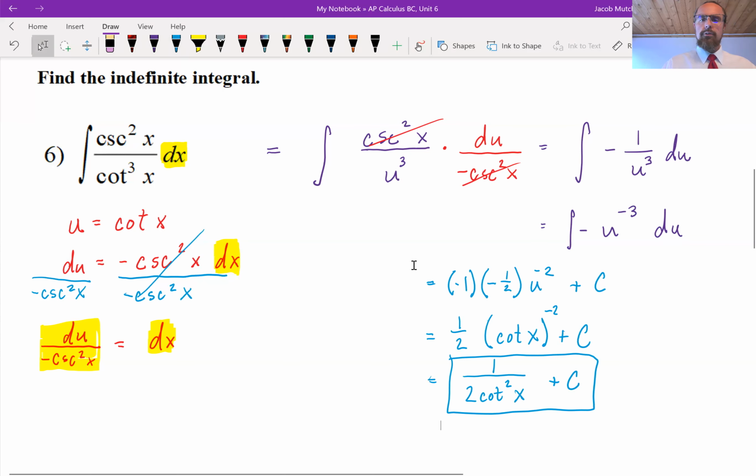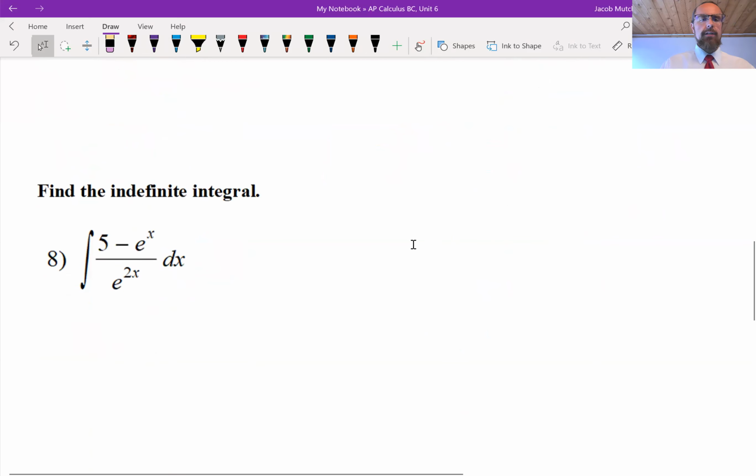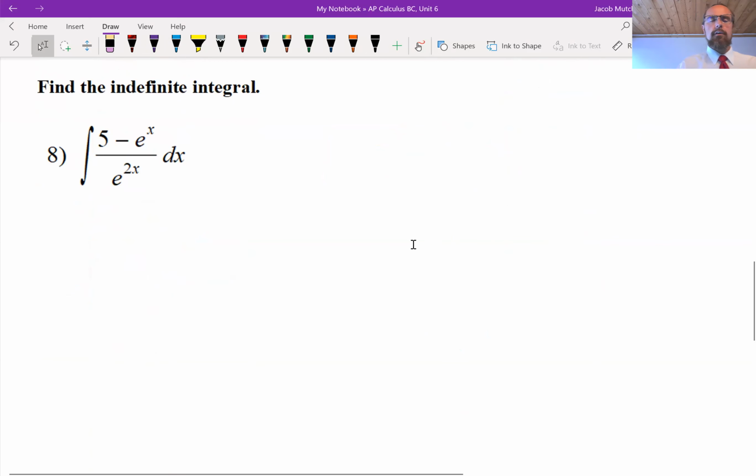So those two were trigonometric examples. Let's take a look at two examples that involve exponential integrands. Here I've got the integration of the fraction 5 minus e to the power of x divided by e to the power of 2x dx. And I want to use a similar strategy to one we'd seen earlier, where I can distribute this denominator to the 5 in the numerator and to the minus e to the x in the numerator.